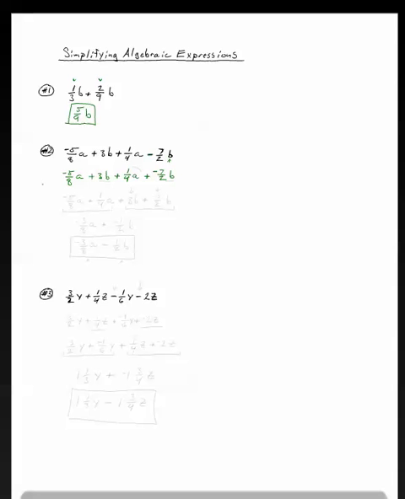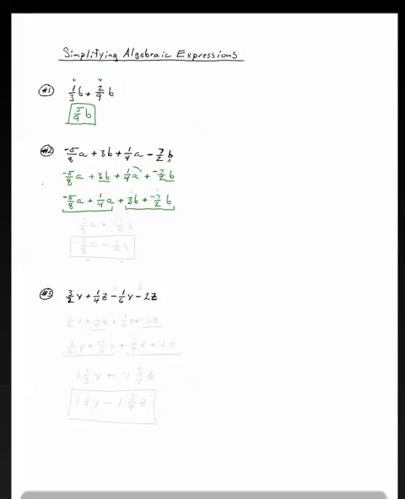Now I'm going to rewrite it so that the like terms are next to one another. And I can do that because addition is commutative, so I can rearrange things. So we've got negative 5/8 a plus, and now I'm looking for my other a term, which is right here. So I've got 1/4 a plus, and then I've got my 3b plus, and then I've also got my negative 7/2 b. So now the like terms are written next to one another, and I can combine like terms.